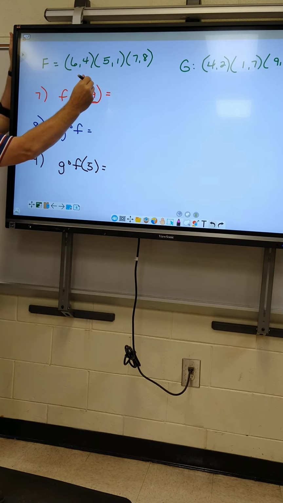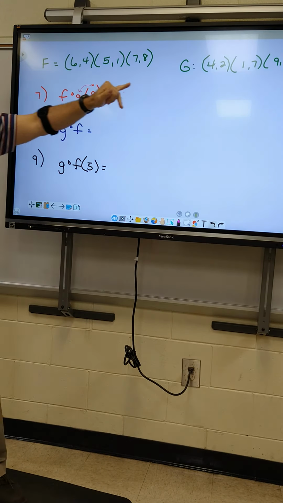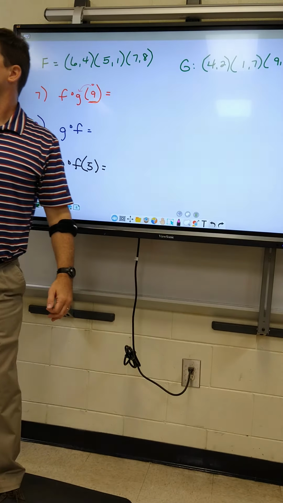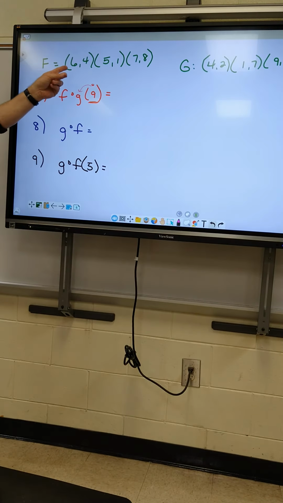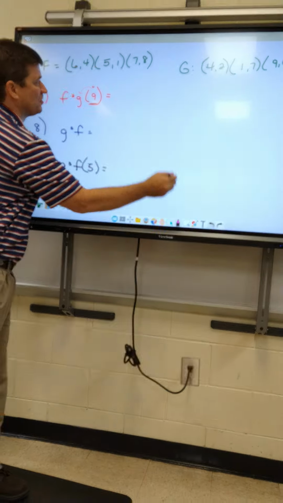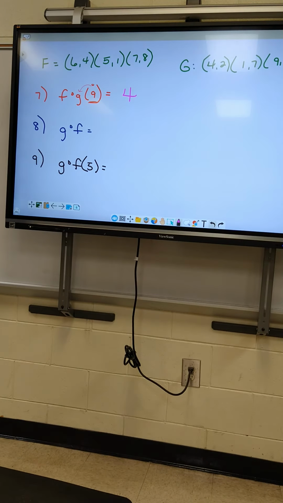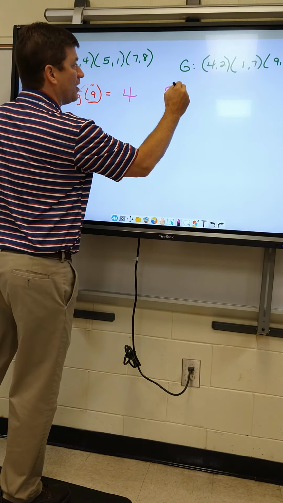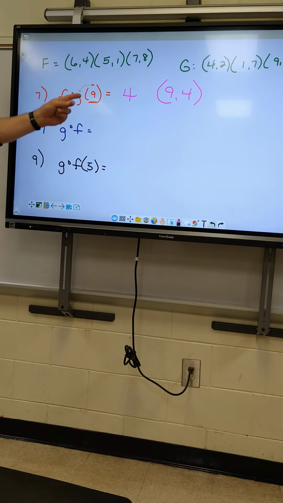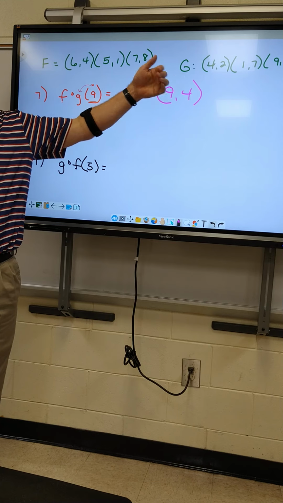So they want us to start by finding the 9 in the G function. All right, here it is right here. What is 9 paired up with, Casey? 6. So now come over here and find the 6. And it's a 4. 6 is paired up with 4. So your answer is just 4. Now, if you want to write 9 and 4 as an ordered pair, that's okay. You can either just write 4 or you can write 9 and 4. Either way is fine.